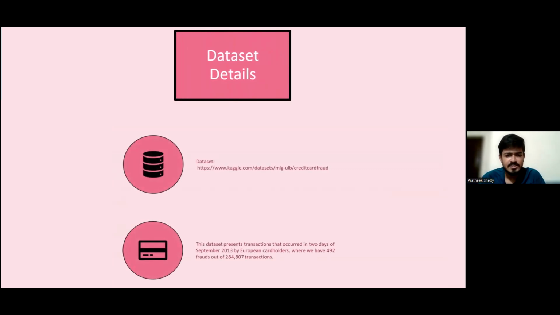Dataset. This dataset was taken from Kaggle and presented transactions that occurred in 2 days of September 2013 by European cardholders, where we have 492 fraud transactions out of a total of 284,807 transactions.